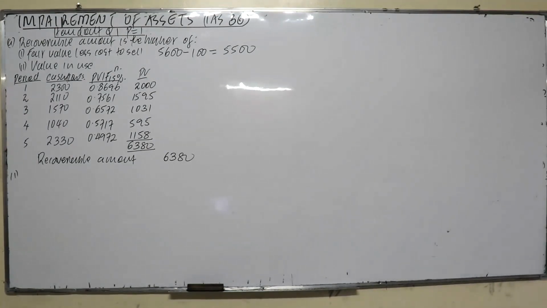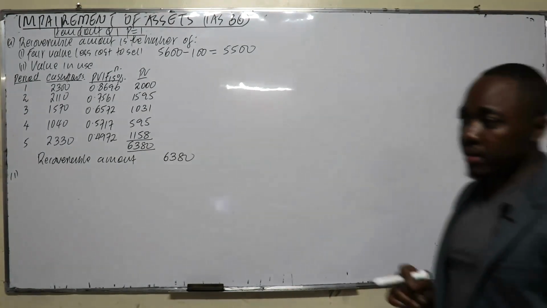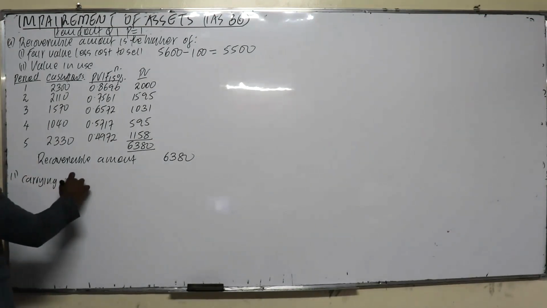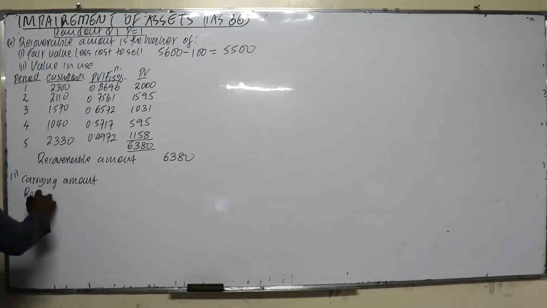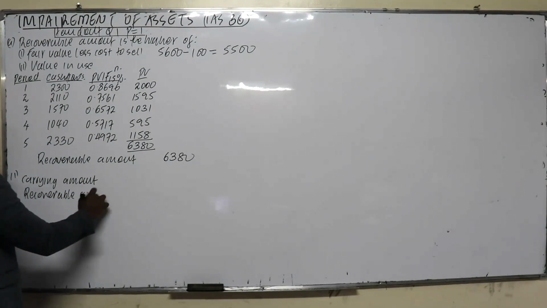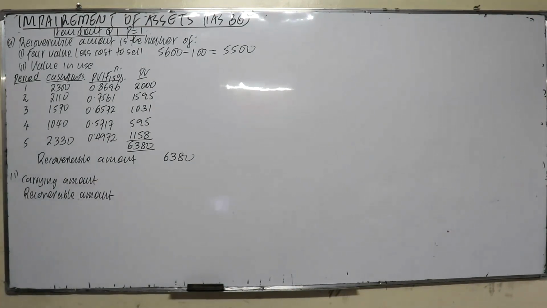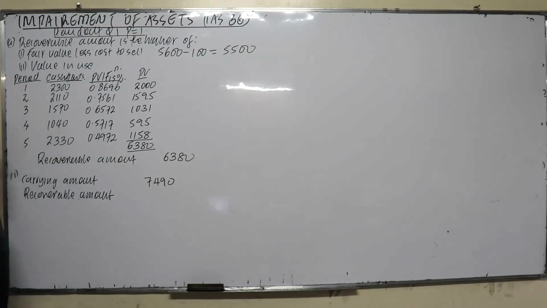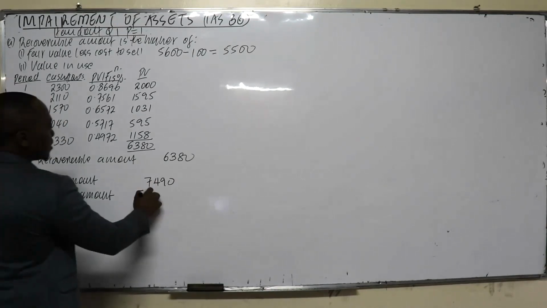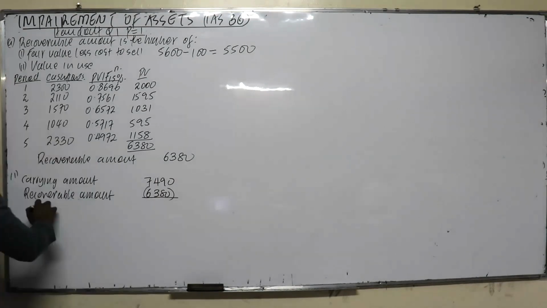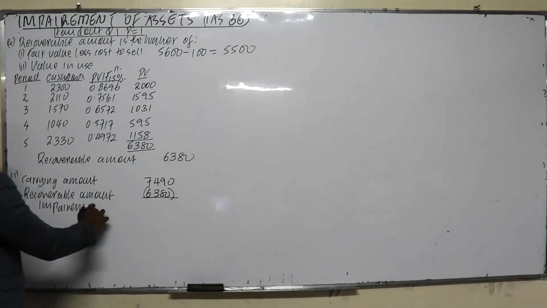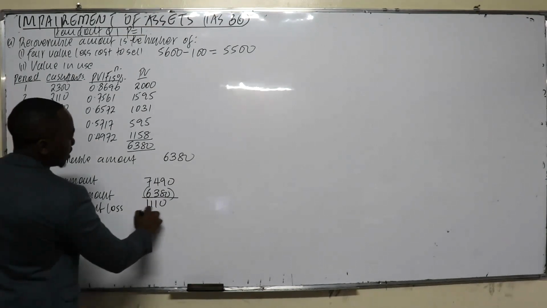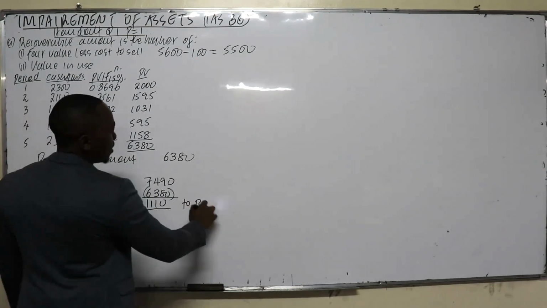We see that an asset is said to be impaired when the carrying amount exceeds the recoverable amount. How much is the carrying amount? We have an amount of 74.90. How much is the recoverable amount? 63.80. That's how we get our impairment loss: 1110. Now this 1110, you'll take it to P&L as an expense.